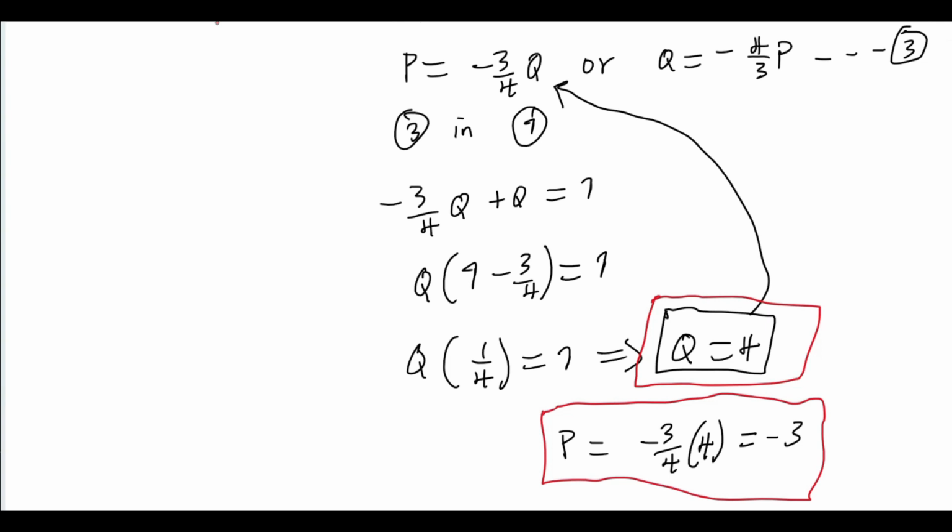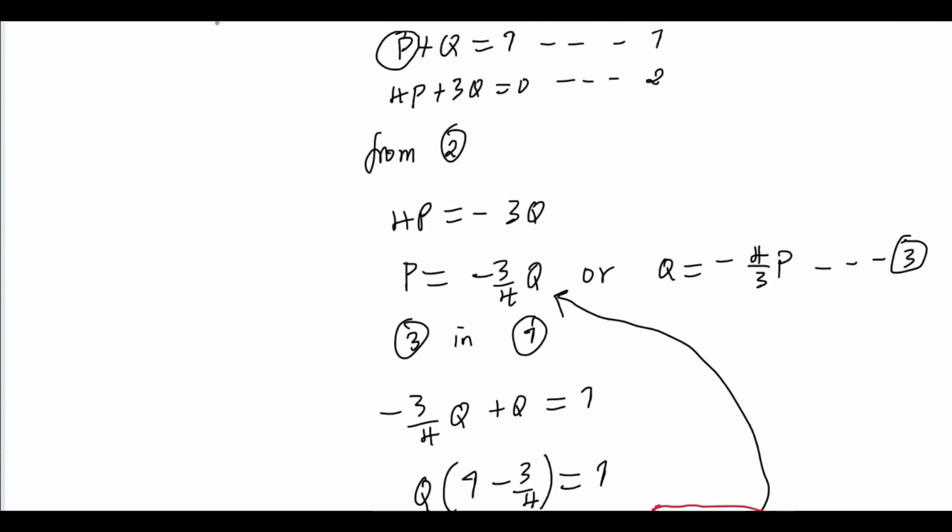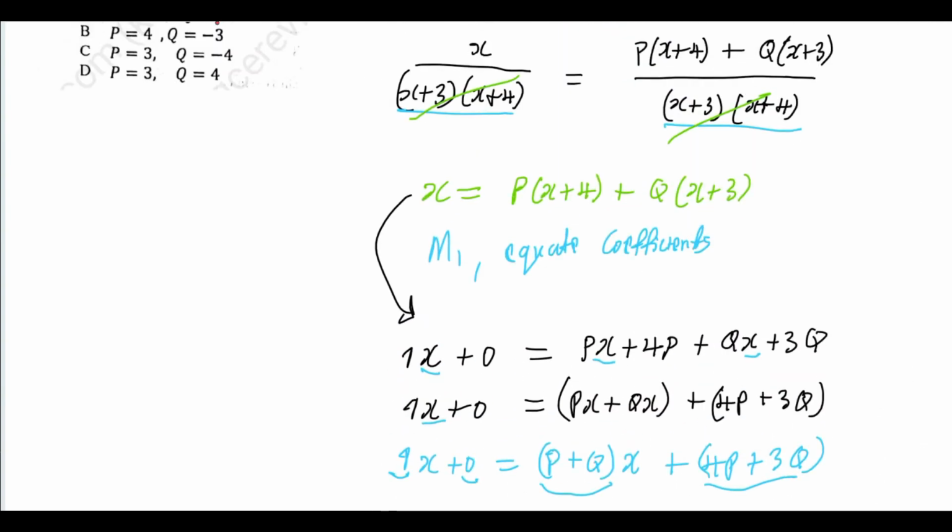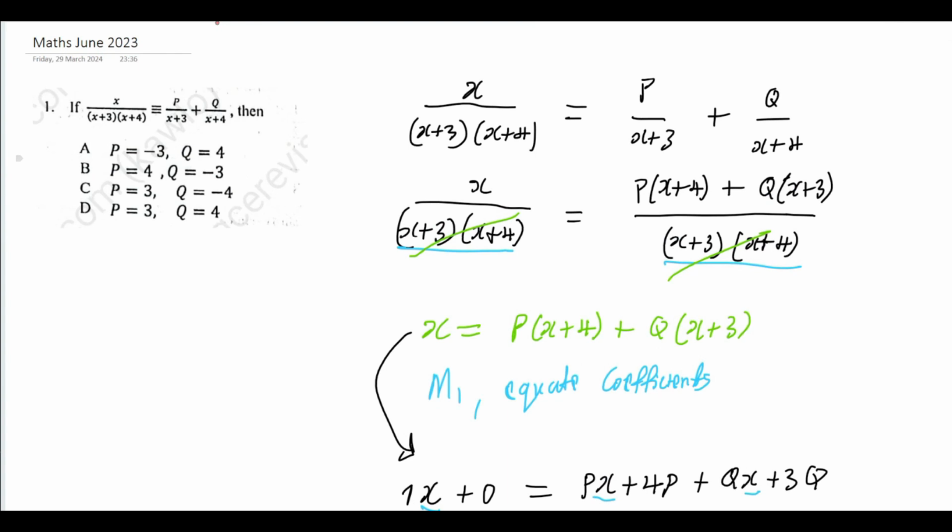We simply need to look for 4 and minus 3. So q is 4, and p is minus 3. So our correct answer is A. And remember, this is our method 1. If you are interested in looking for method 2, then keep watching.